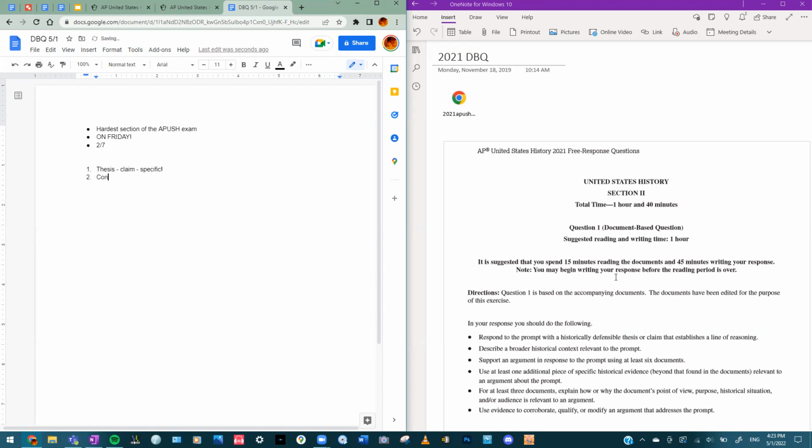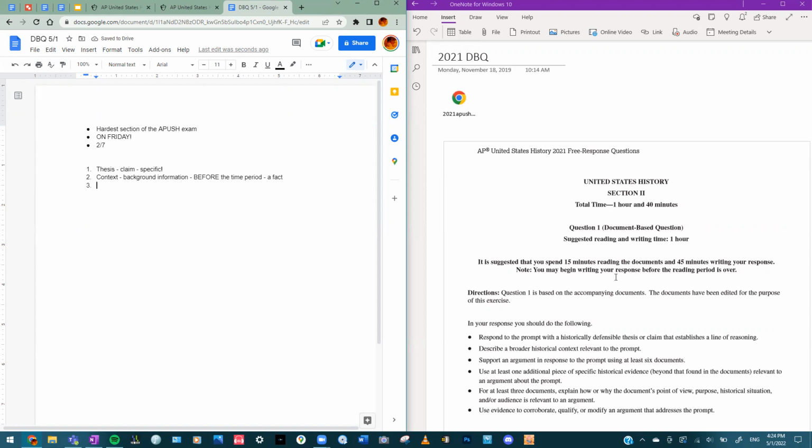All right, next, this comes before the thesis. This is context. This is basically background information, and it needs to be before the time period, and it needs to have a fact that is specific with it and it is explained. You can't just say something. Unfortunately, the easy way out never works for the DBQ. You have to be as specific as you can be. Not as you want to be.